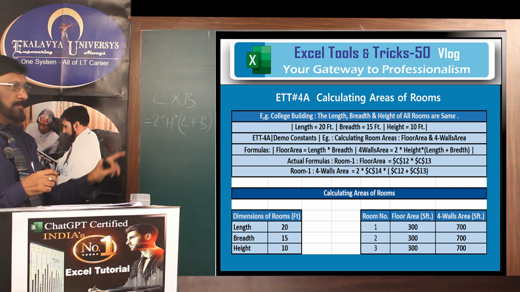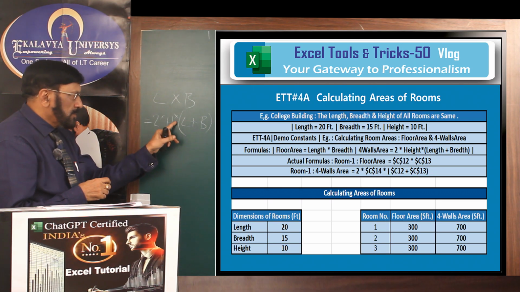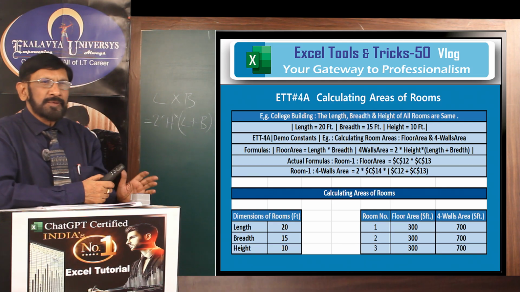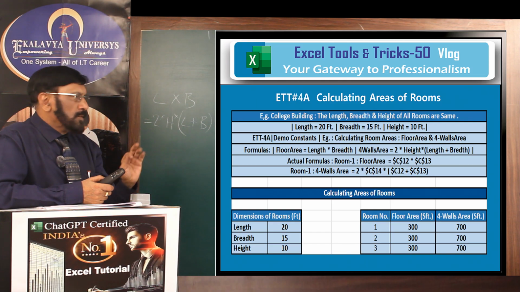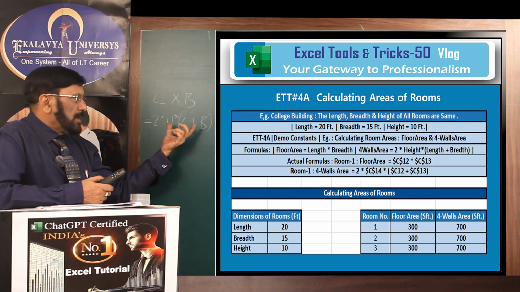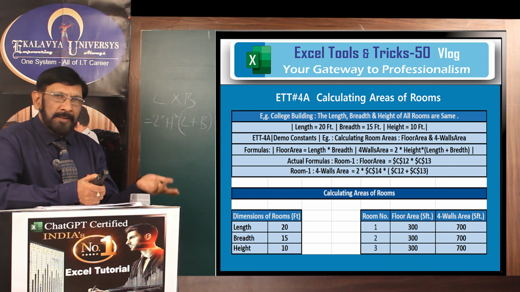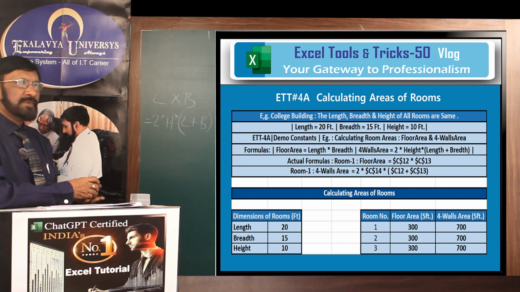2h into L plus B, the 2 into height into L plus B. The formulas you must remember. So I have applied this because all rooms have the same dimensions. All rooms have uniform or common dimensions. That's why this is the first case.